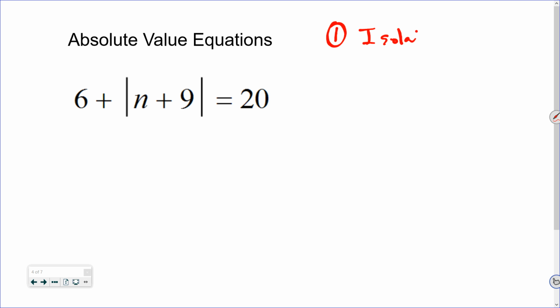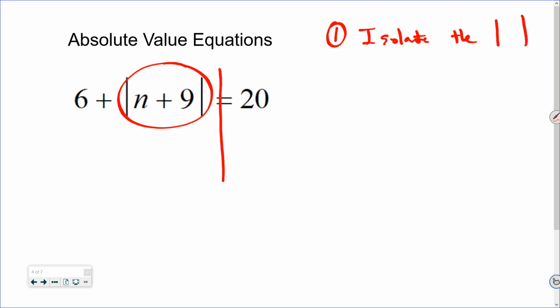So isolate the absolute value. Get it by itself. I want to get this part by itself right there. So think of the equation. The only thing on the same side that's not inside the absolute value is the 6, so I'm going to subtract 6. It's a separate term, so we can do that. 6 minus 6 is 0. Absolute value of n plus 9 equals 14.